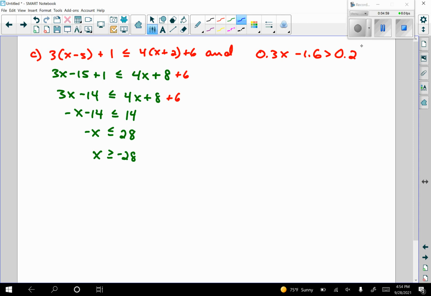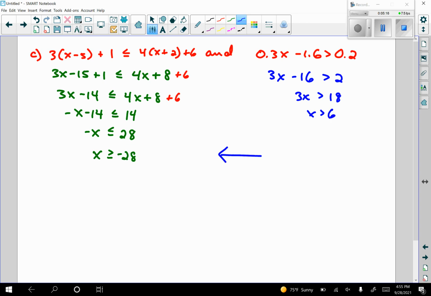Now over here, to get rid of these decimals, I could just multiply everything by 10, so that will give me 3x minus 16 is greater than 2. And because it was a positive 10, I didn't have to flip anything. So now let's go ahead and add 16. So we have 3x is greater than 18. X will be greater than 6.